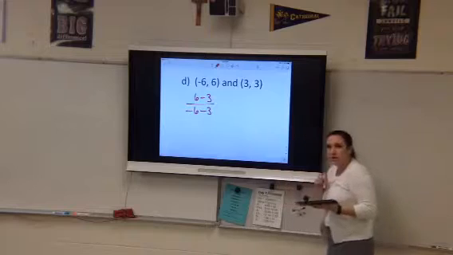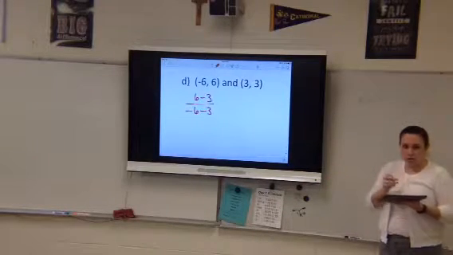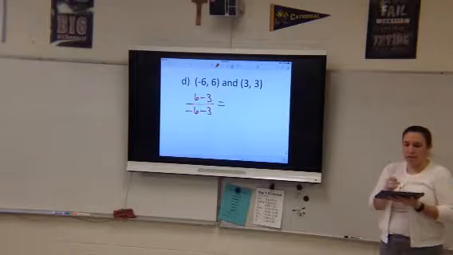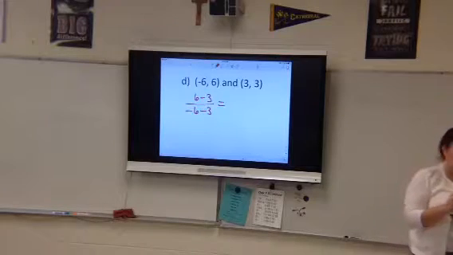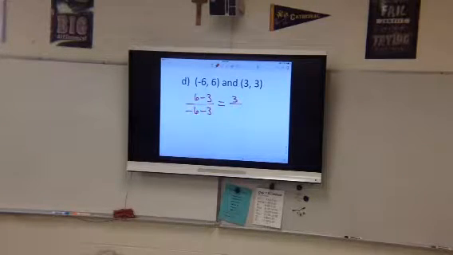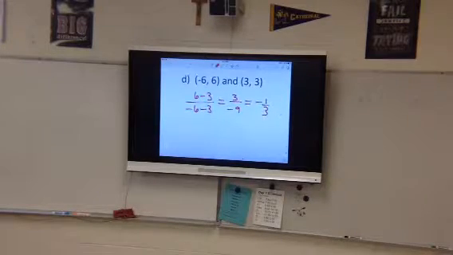Is everybody okay with that? Okay, so now what's on my top number there? 3, my bottom number? -9. Negative 9, and what's that going to reduce to? Negative 1/3. Very good. Now again, does it matter which point I pick here? No. So which point do you guys want to pick? 3, 3. Okay, pick 3, 3. That'll be fine.